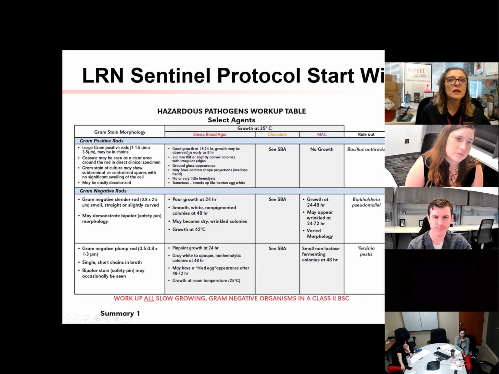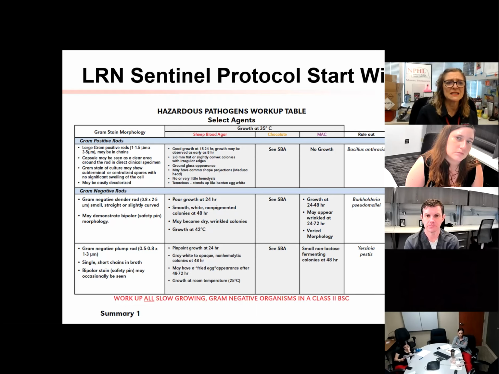Do you have really good growth? I mean, bigger than what it should have been. Let's say it was subbed the night before, you look at it early the next morning, it's only, I don't know, 12, 15 hours old. Is it really growing nicely when most would be just pinpoint tiny at that stage? Are they convex, irregular edges? Are they ground glass appearance? Do they have projections to them?